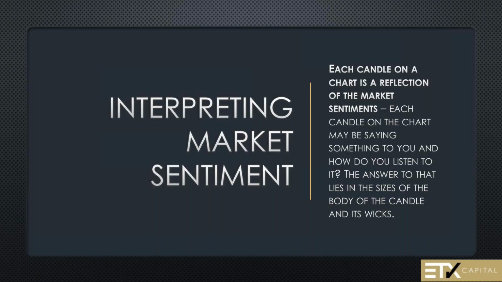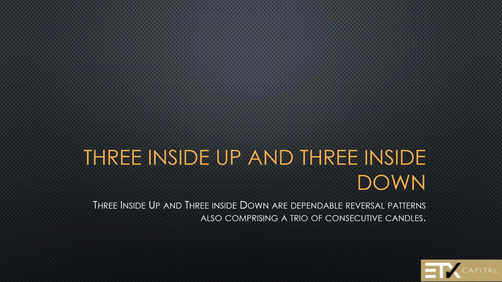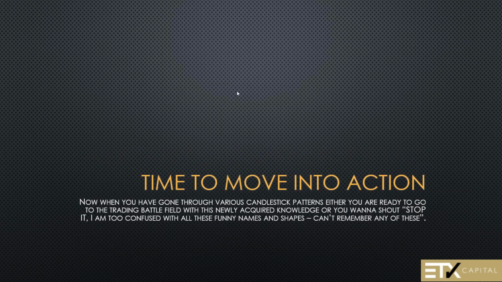But the three inside up and three are complex sets of three candles. You need to see them and learn what they are if you want to. They are three candles moving in the opposite direction of a trend, and they comprise a trio of consecutive candles. But now that you've gone through all the various candlestick patterns, and we barely touched them, I can't teach you in this class all the patterns, and you can't memorize them.